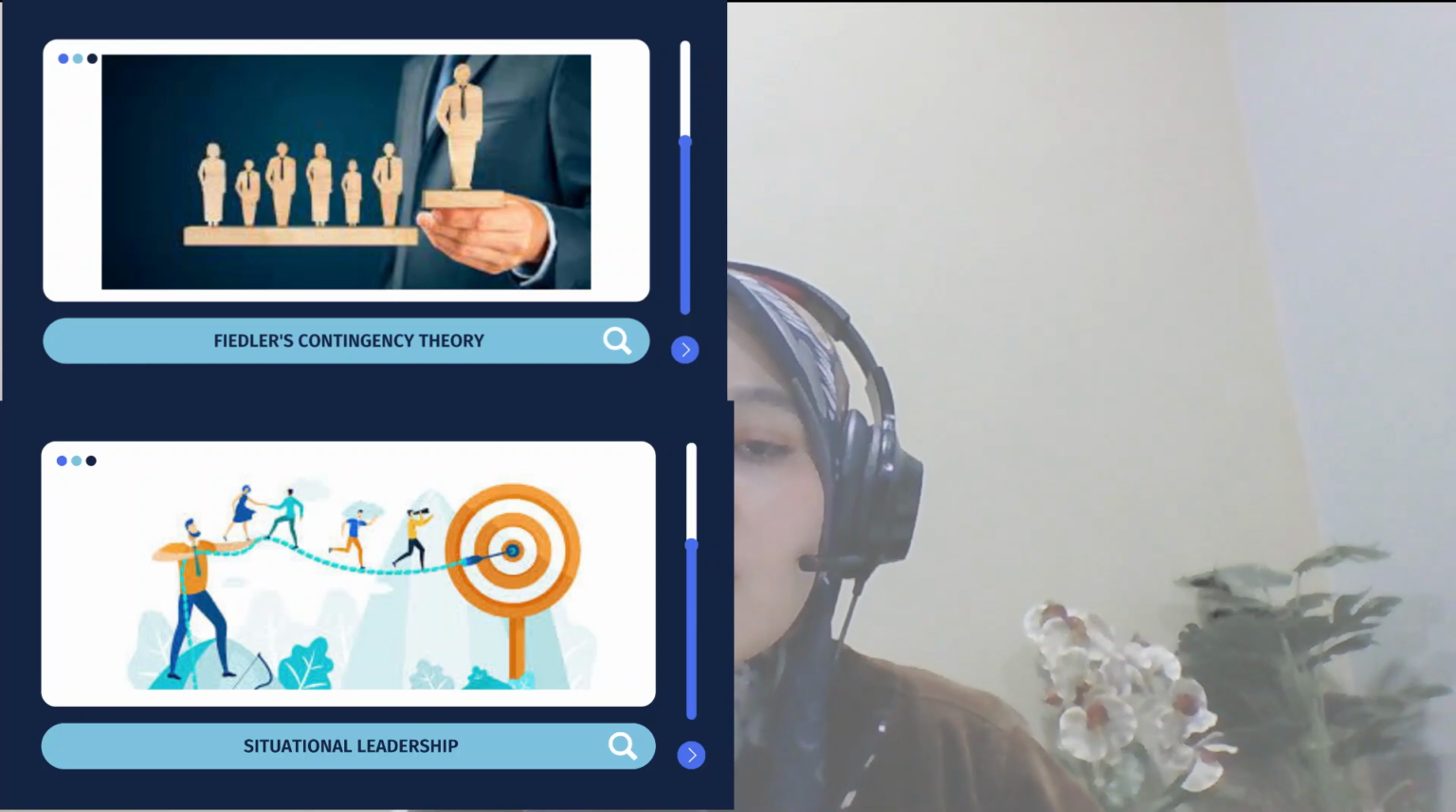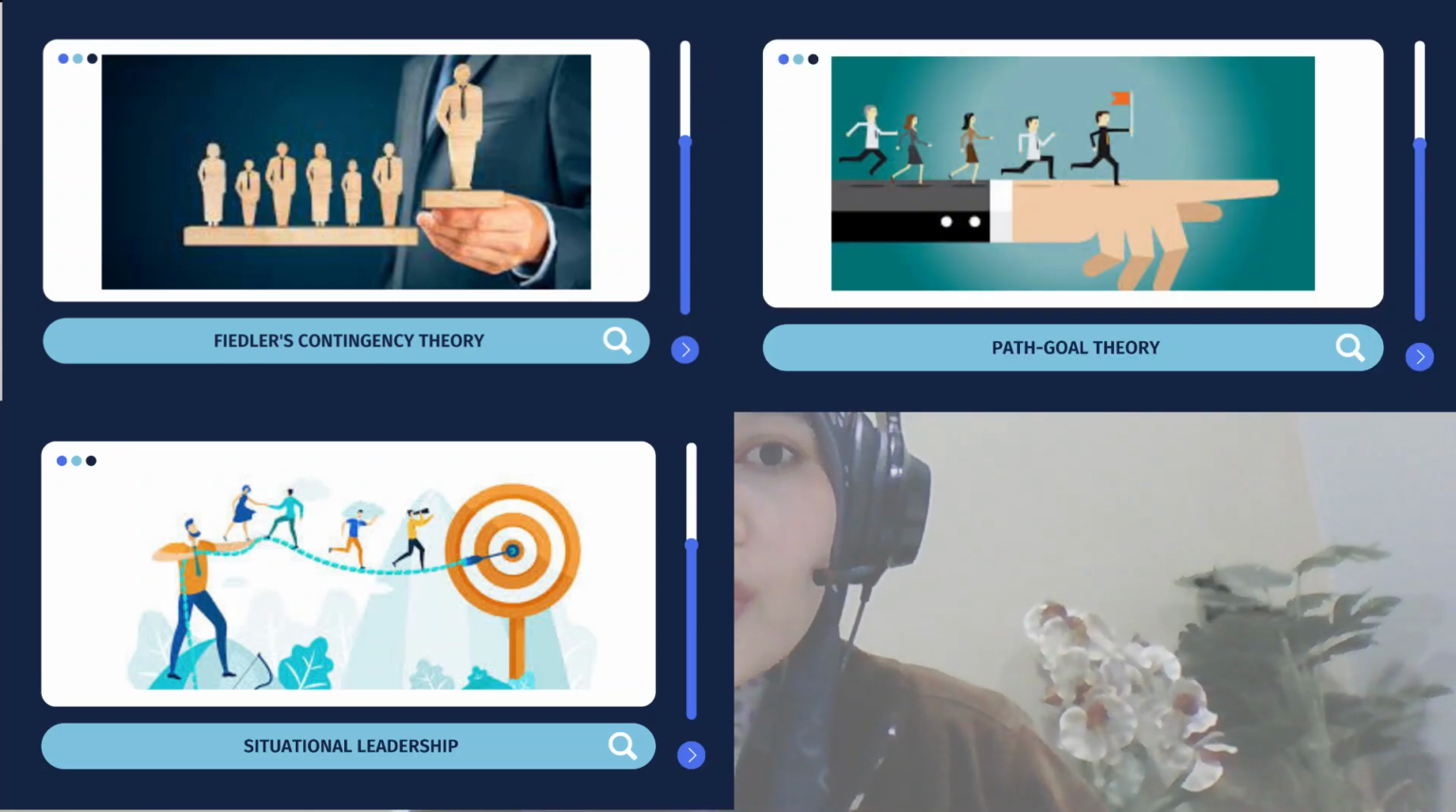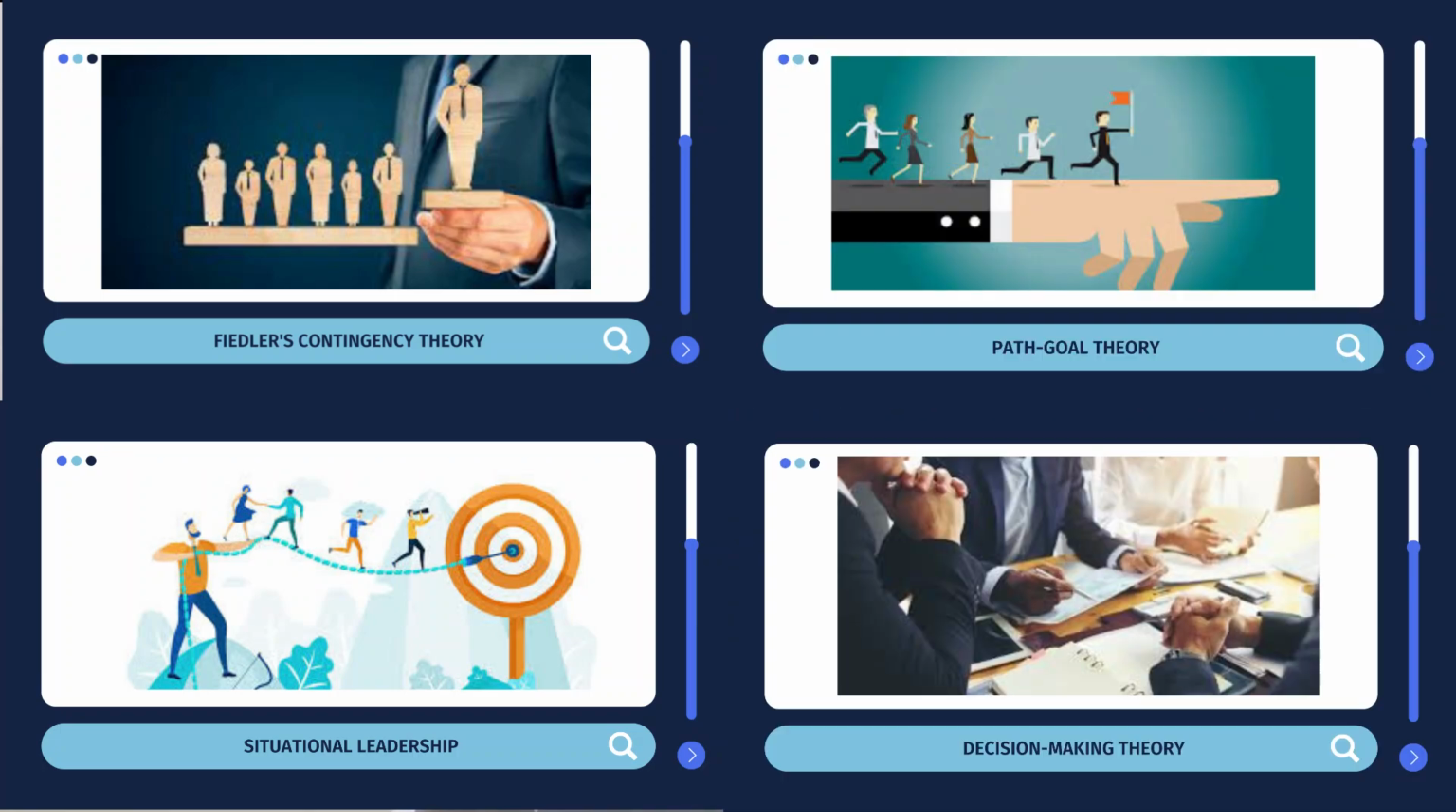There are several different models of contingency leadership that fall under the general contingency theory umbrella. They include Fiedler's contingency theory, the situational leadership theory, the path goal theory, and the decision-making theory. While these contingency leadership models are similar on the surface, they each offer their own distinct view of leadership.